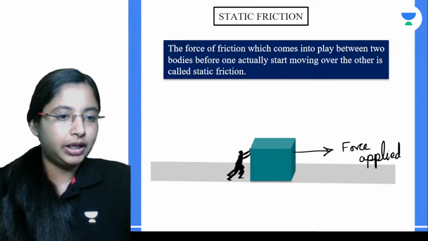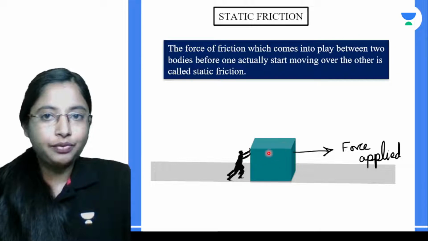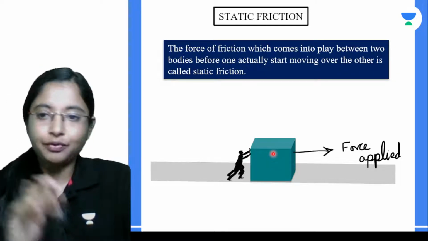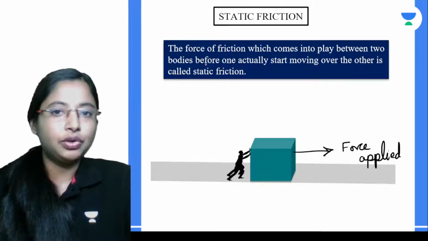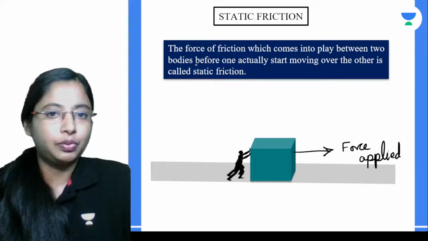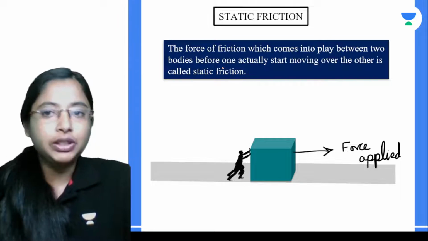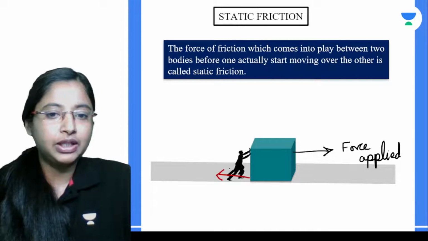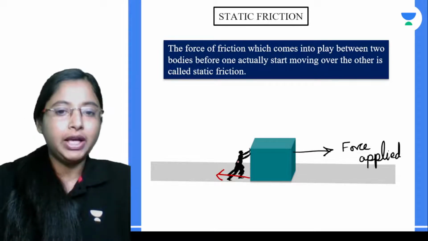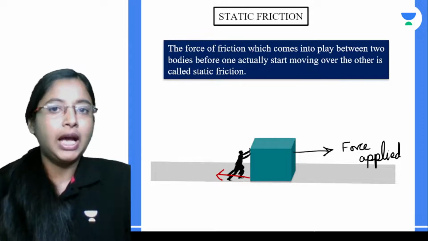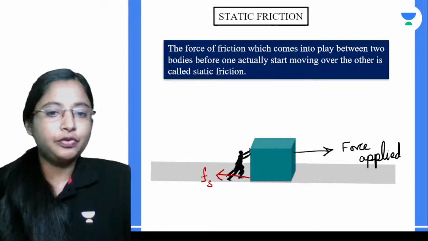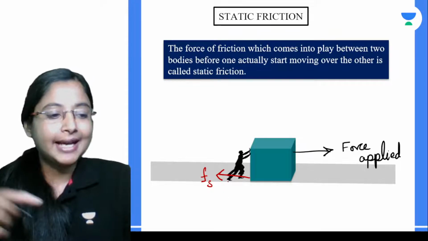All right, so in this case, you apply a force to an object that should have started moving, but it's still not moving. You applied a force and the object is not moving. So the force of friction which comes into play between two bodies before one actually starts moving over the other is called frictional force. In this case, the opposing force is a frictional force, and we call it static friction. We represent it as Fs. And this friction force always acts tangent to the surface.